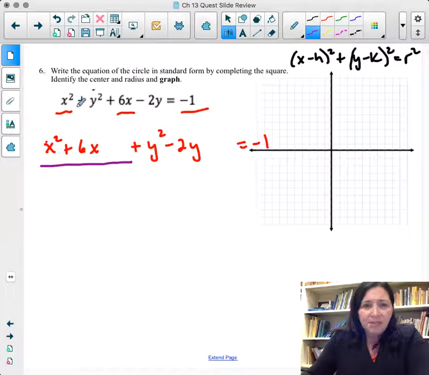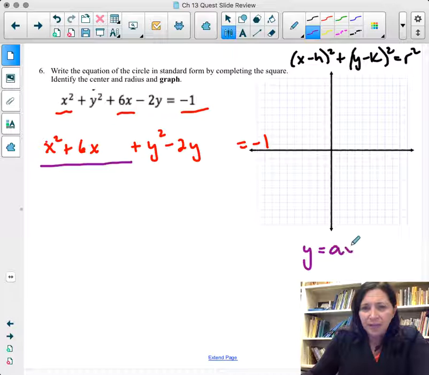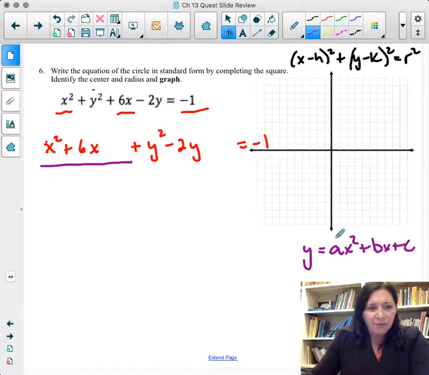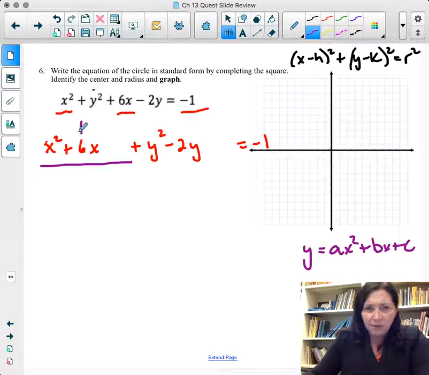So what happens is you're going to take half of 6, and half of 6 is 3. Remember, from the quadratic y equals ax squared plus bx plus c, this value here is your a term. Then this value in front of the x is your b term. So this value right here is my b term.